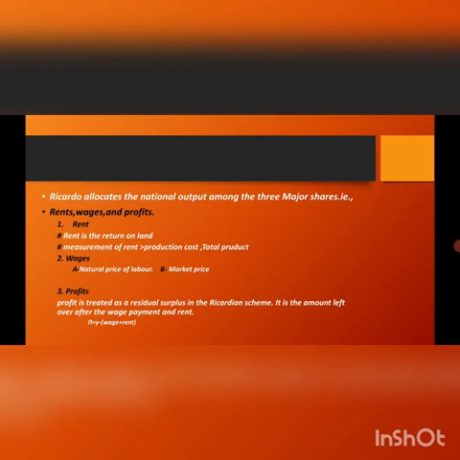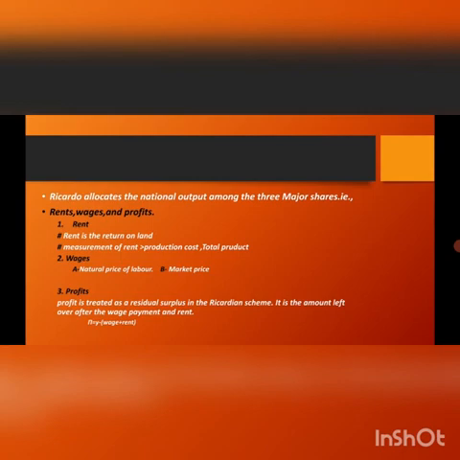The second one is wages. Another share out of national output is wages, which is the return to labor, or the factor price of labor. There are two types of wages, natural price of labor and market price. The first one is the natural price of labor. It is related to the subsistence wage, the wage sufficient to maintain the working population, and that is known as the natural price. It allows the minimum standard prescribed by social, cultural and physical forces.